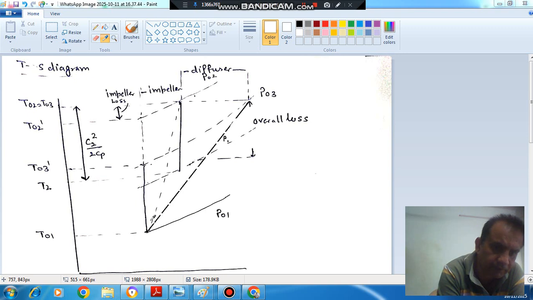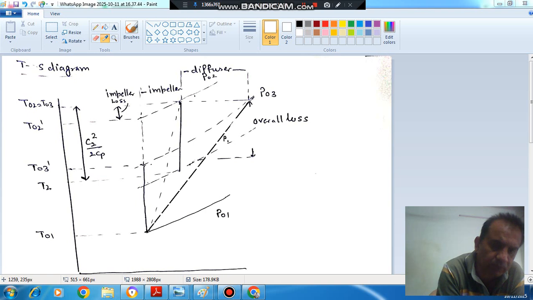So here in the impeller the pressure rise is from P01 to P02, and the final stagnation temperature is T02. And in the diffuser, if there are losses, then only the pressure loss would be there. No temperature drop will be there. So the stagnation temperature will remain constant, and this will represent the pressure loss from P02 to P03. Only the pressure drop will take place. Stagnation temperature will remain the same. Here we have taken stagnation conditions.